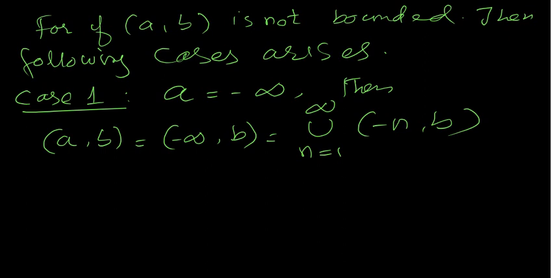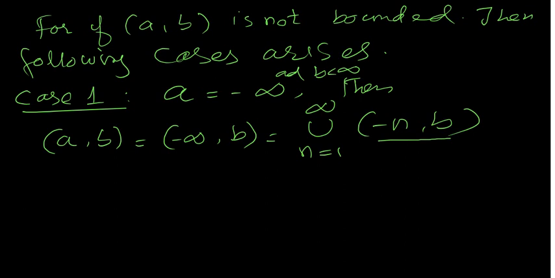They are all bounded because b is finite here. So in that case this unbounded open interval can be written as a countable union of bounded open intervals, and it is an increasing sequence because for n equal to 1 it is minus 1 to b, for n equal to 2 it is minus 2 to b. So that sequence of bounded open intervals is increasing. That means in case this interval is not bounded, then I can express it as an increasing sequence of bounded open intervals.